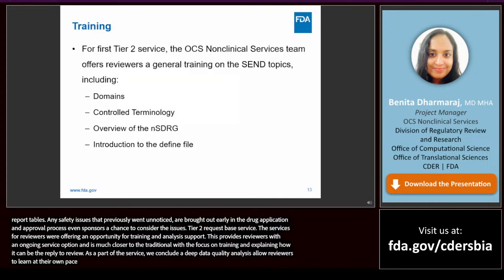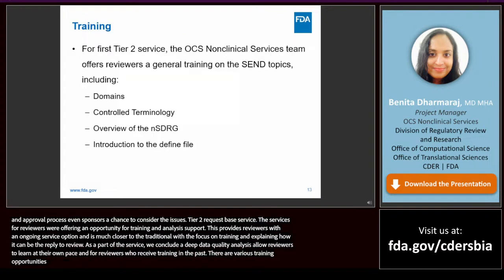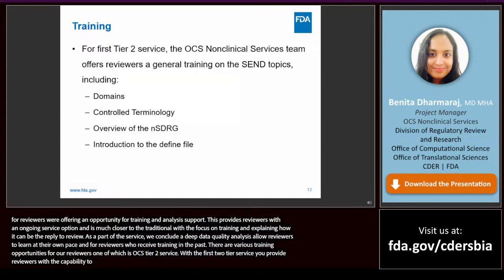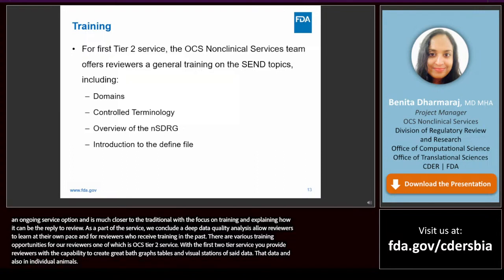There are various training opportunities for PharmTox reviewers, one of which is the OCS Tier 2 service. For the Tier 2 service, we provide reviewers with the capability to create graphs, tables, and visualizations of SEND data, explore study data in dose groups and also in individual animals. We drill down to inspect data for individual animals or small groups of interest.